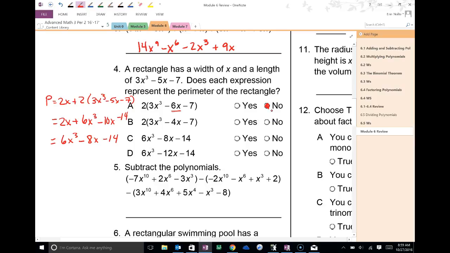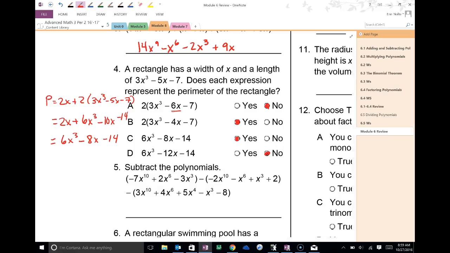Okay, what about B? Yes. Yes, that one works. What about C? Yes. That's literally the same. D? Probably no. Yes, 2x plus 2. Yeah, 2x plus 2.